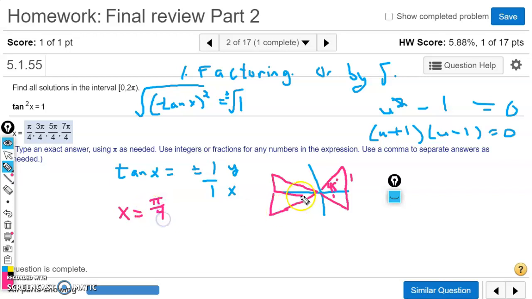Now you just have to go around and around, adding, if this is pi over 4 here, you need to add another 90 degrees to get over here to this quadrant. Then add another 90 degrees to get down here, and then add another 90 degrees to get over here. And so these are all the variations of pi over 4 increased through all the quadrants. So hope that helps you figure it out. You're going to have 4 possible answers for this one.